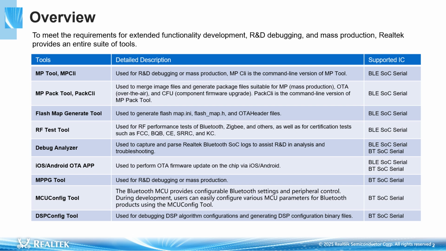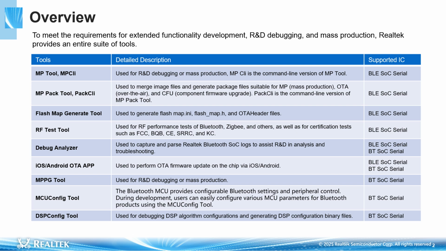RF Test Tool is used for RF performance testing and certification tests for Bluetooth, Zigbee, FCC, BQB, CE, SRRC, KC, and more. Debug Analyzer Tool captures and parses Realtek Bluetooth SoC logs to assist R&D in analyzing and pinpointing issues. iOS/Android OTA app is used to perform OTA updates on SoCs via iOS or Android platforms.